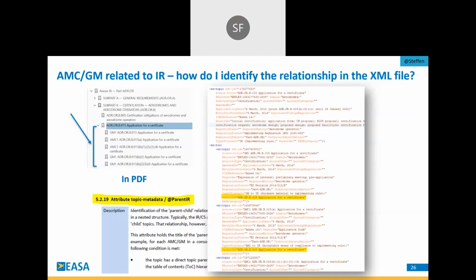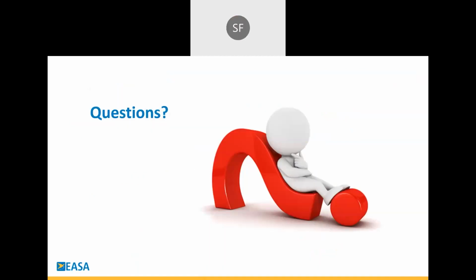However, a more robust way of doing this is by looking at the child topics. You'll be able to see that there's a reference to a parent IR topic, and the reference is to the title of the parent IR. Both of these ways of encoding the structure and the relationship can be found automatically or programmatically with an application. So you can test for these things and you can find them. So you can automate and use this relationship in automated processing of the content. And I think that was as far as I go, that was the explanation of this.